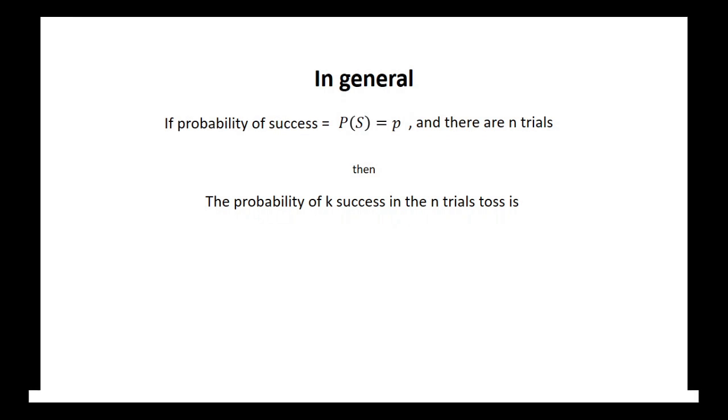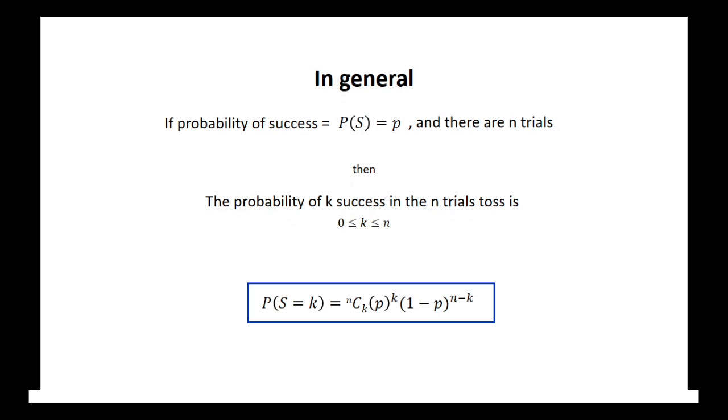We can now generalize the calculation. If there are n trials, then the probability of getting k successes, where k can be any integer from 0 to n, is n choose k times probability of success raised to the power of k times probability of failure raised to the power of n minus k. What we have now is the general expression for binomial probability function.